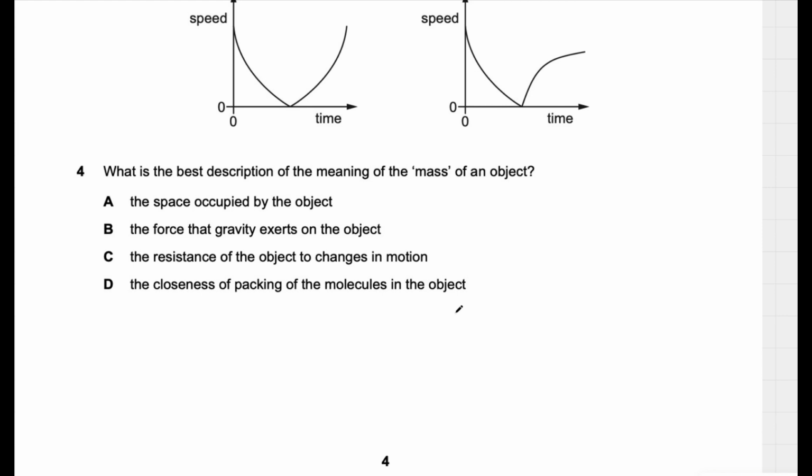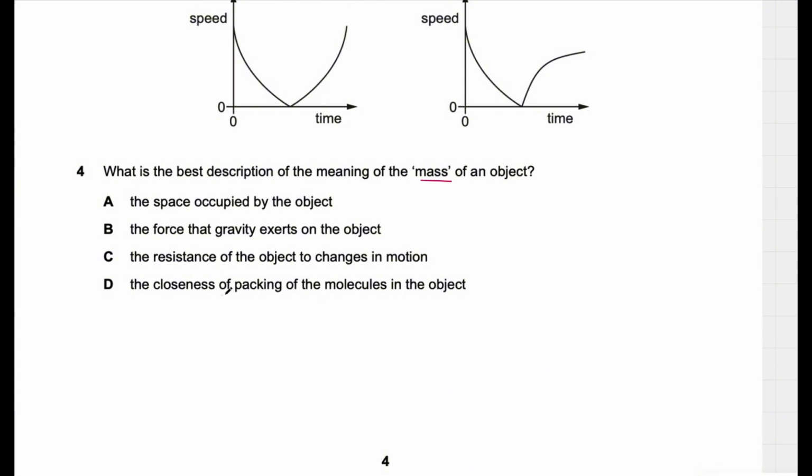Okay, now we go to question number 4. It says, what is the best description of the meaning of mass of an object? It is the quantity of matter in an object, right? The space occupied, this is for volume. The force that gravity exerts on an object, that's weight. The resistance of an object to changes in motion. We are defining what? Mass.